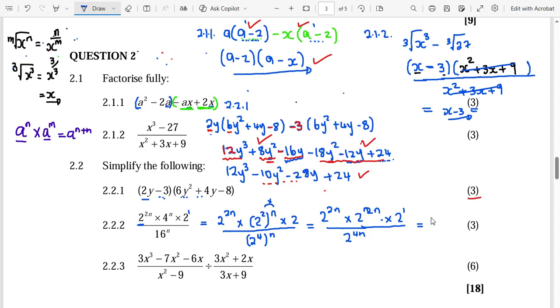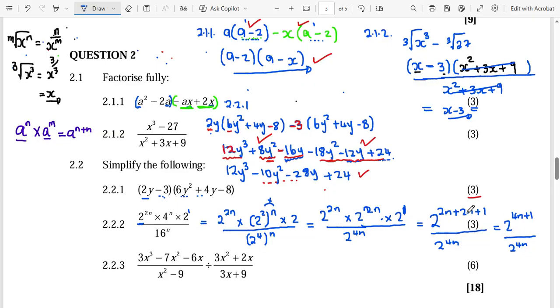So I'm going to take 2, then add all those exponents: 2n plus 2n plus 1. The reason I'm writing this exponent down here is because most learners forget that this is 2 to the power 1, and they forget to include it when they are adding those exponents. So it's very important that you do that. On the denominator, I still have 2 to the power 4n. So the top part gives me 2 to the power 4n plus 1 over 2 to the power 4n.